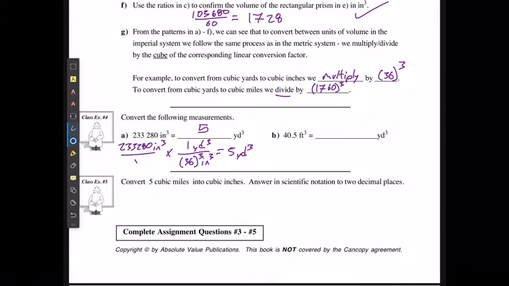If I want to convert 40.5 feet cubed into yards cubed, then I would say that 40.5 feet cubed over 1 is going to multiply by 1 yard cubed over 3 to the power of 3 feet cubed, or 1.5 yards cubed.